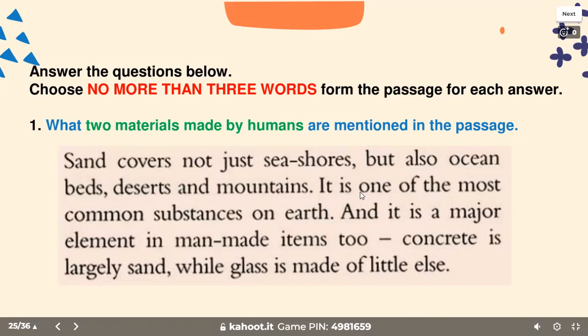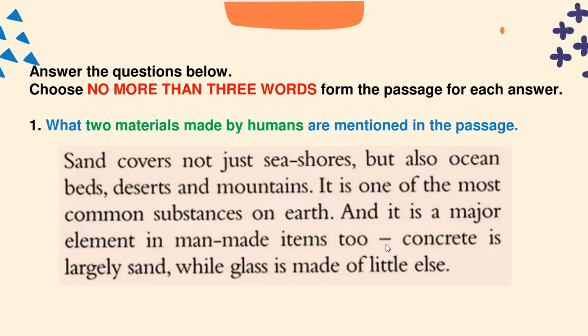Now I'm going to read slowly. It is one of the most common substances on earth, and well, this is addition. It is a major element in man-made what? Man-made items. Then what do you call this punctuation mark? We have already seen it: dash. Very good. And why do writers use dashes? In order to provide what? Example, explanation. So normally we use dashes to provide some explanation.